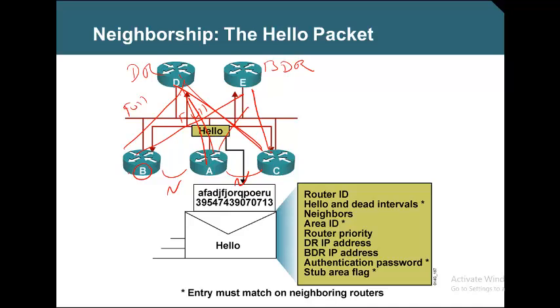Next, if a router knows some information like DR, BDR, it will also send who is DR, who is BDR in the hello packet. I told you hello packets are not only to form neighbor. Even after forming neighbor, in a multi-access environment, the priority is 1. If you increase the priority of a router, that router becomes DR.